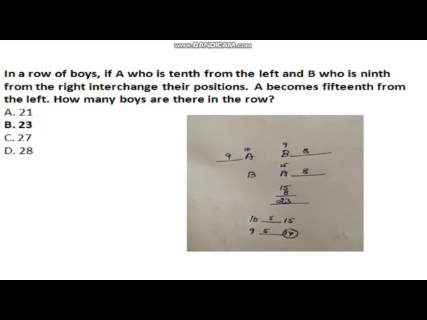So these are some of the questions. I hope you understood how to look at a question and solve it. Try more questions, practice more questions. Definitely you can crack them very easily within seconds.